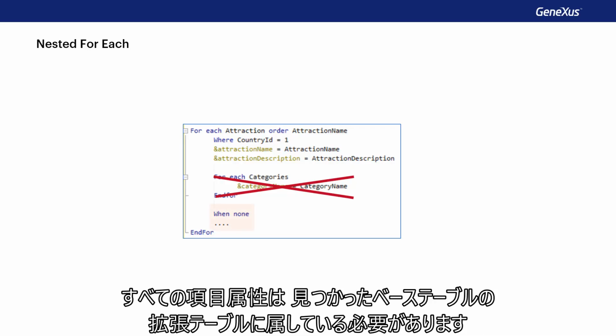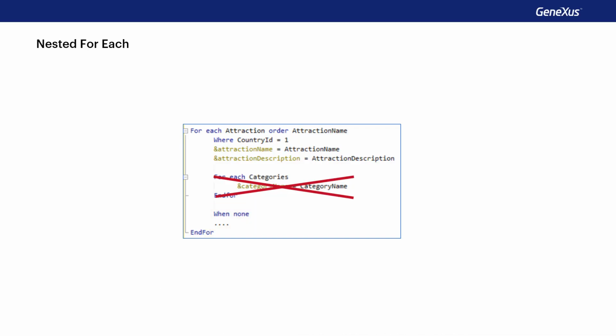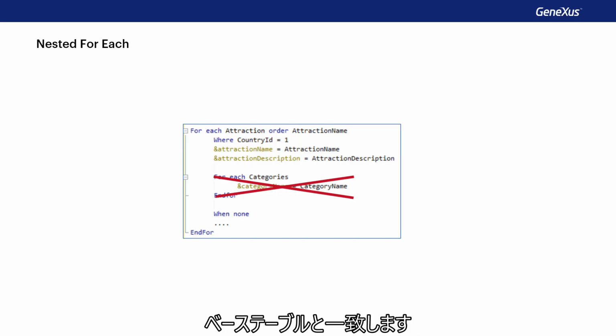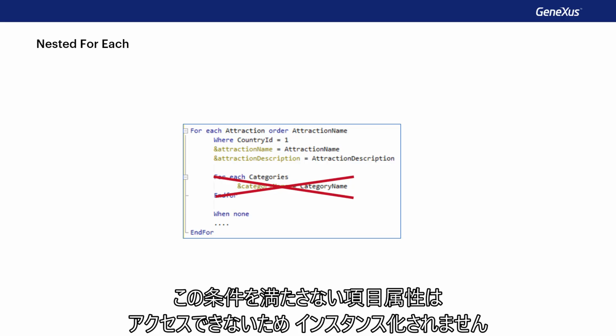All attributes must belong to the extended table of the base table found, which matches the base table associated with the base transaction. The attributes that don't meet this condition will not be instantiable because they can't be reached.